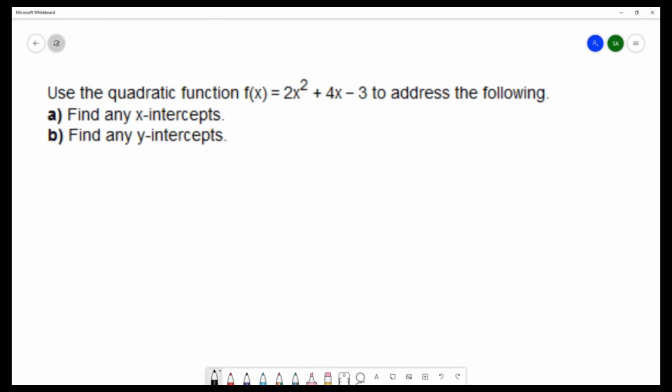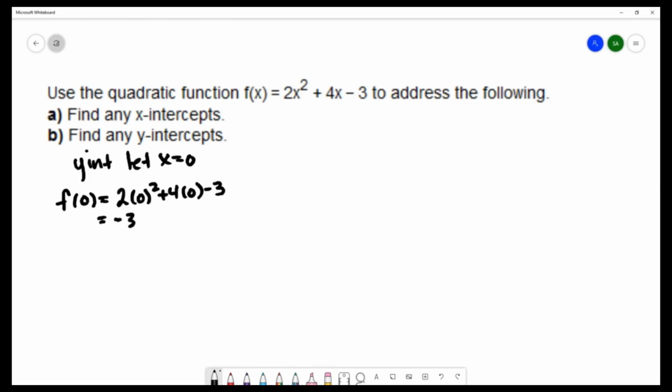So to find a y-intercept, we're going to let x equal 0. So let's substitute a 0 in for x. That would give us 2 times 0 squared plus 4 times 0 minus 3. That simplifies to be negative 3. So we have a y-intercept at 0, negative 3.